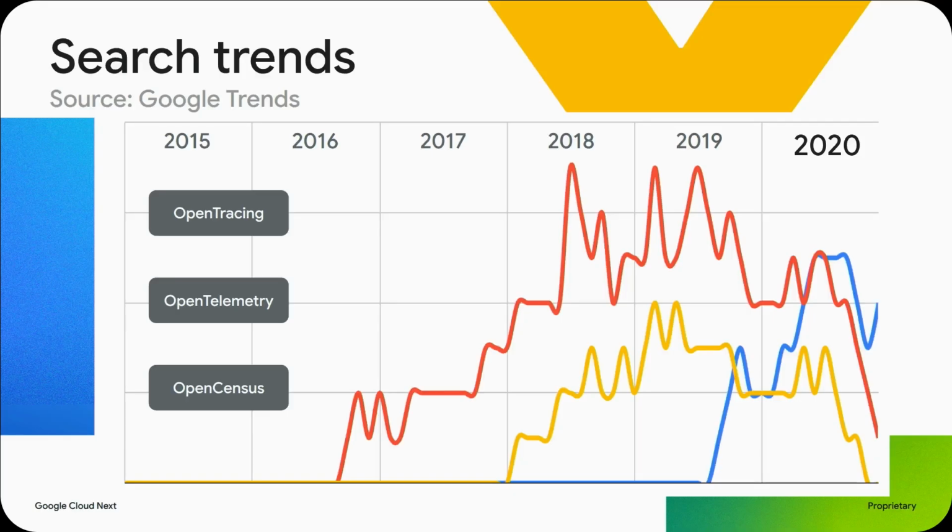Okay, so for current state, I want to start with a quick history lesson. Here I pulled some data from Google Trends. It shows you the search interest of the top 3 open standards between the year of 2015 and 2020. Let's try to make this a little interactive. Anyone want to make a guess out of these 3 open standards? Which one is the red line? Just yell it out. One of the 3 options.